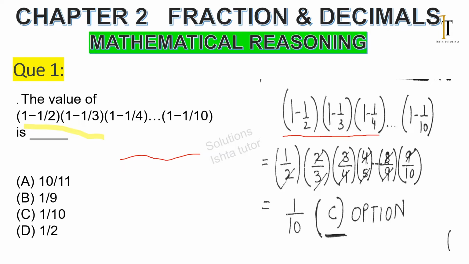When we solve, in the next step 1 minus 1 by 2 is 1 by 2, 1 minus 1 by 3 is 2 by 3, 1 minus 1 by 4 is 3 by 4 and so on till 8 by 9 and 9 by 10. Here we can see we can cancel out the numerators and denominators easily, like 2 cancels with 2, 3 with 3, and at the last only 1 in the numerator and 10 in the denominator is left, that is 1 by 10, which means option C.